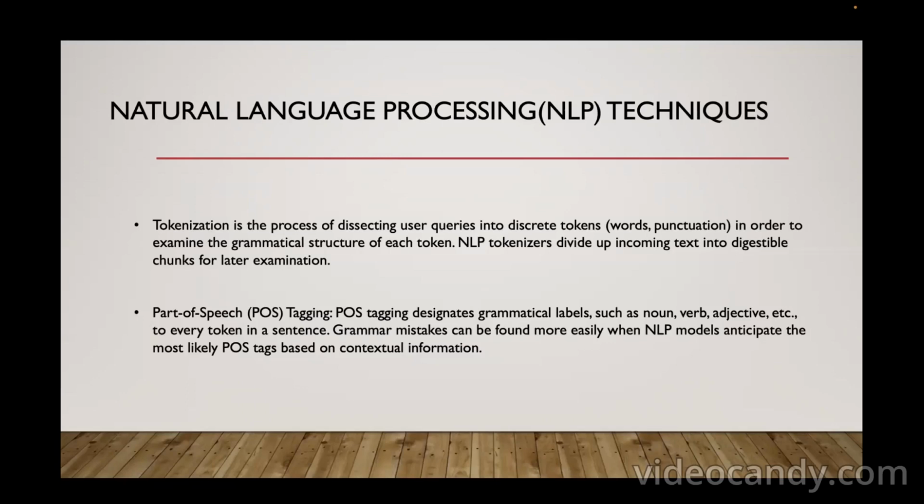And the second NLP technique is part of speech, POS tagging. The POS abbreviation is part of speech. And POS tagging designates grammatical labels such as noun, verb, adjective, etc. to every token in a sentence. Grammar mistakes can be found more easily when NLP models anticipate the most likely POS tags based on contextual information. These two are regarding NLP techniques.